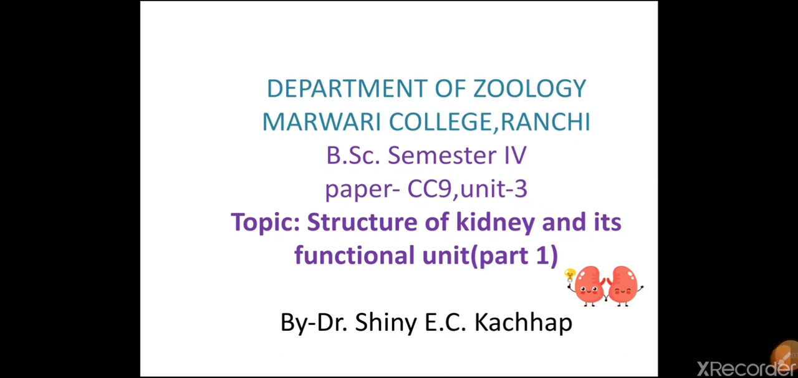Hello students, today we will be studying the topic structure of kidney and its functional unit, part 1, which is a topic of B.Sc Zoology Semester 4 paper CC9 unit 3 of Marwari College Ranchi.